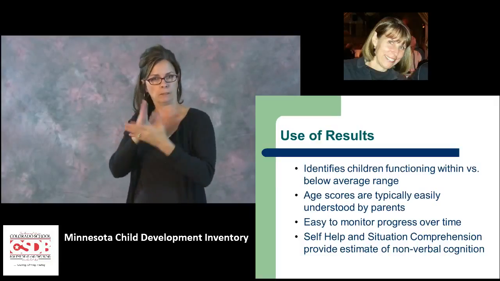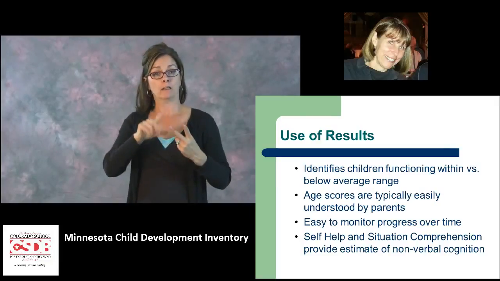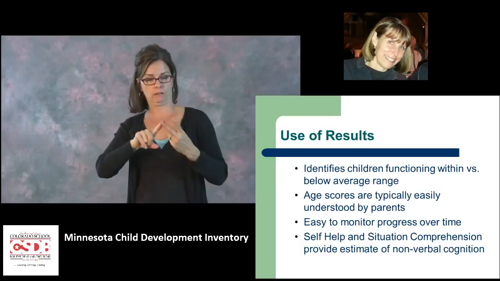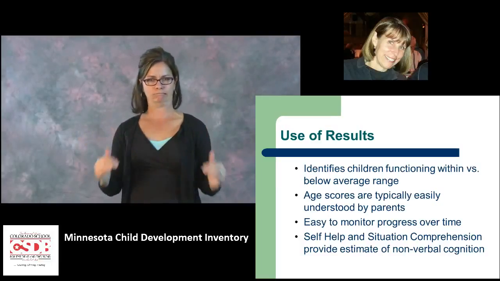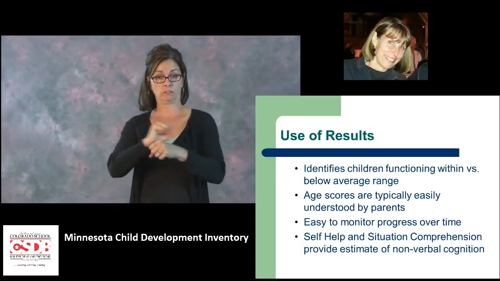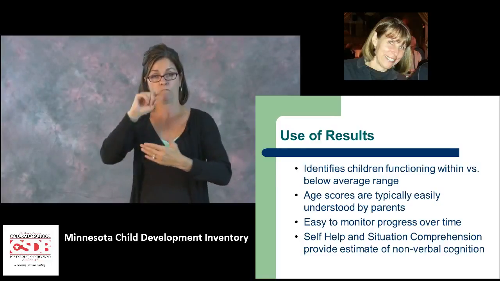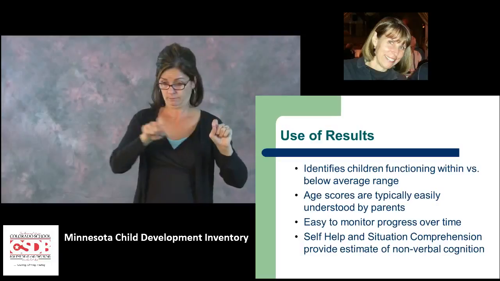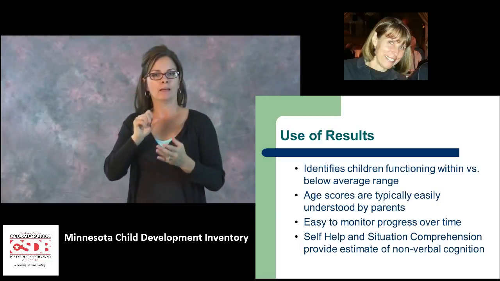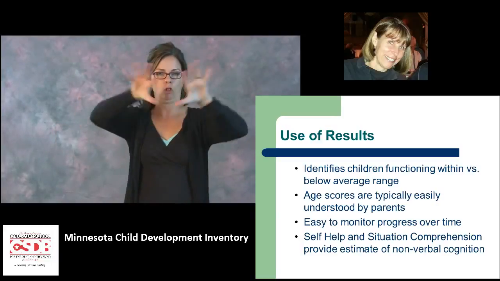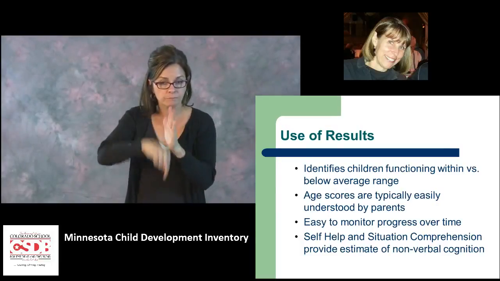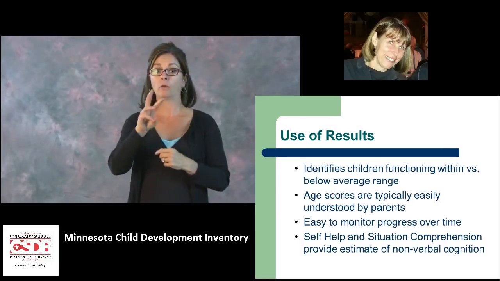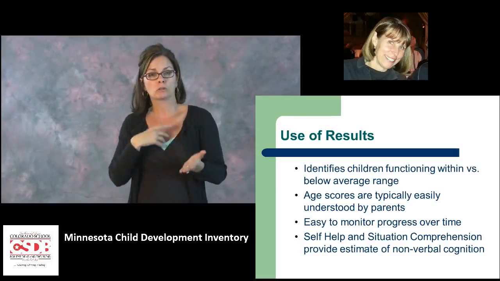When we looked at the profile of the second child, Michael, we saw that all areas were somewhat depressed, so that this was a child that was functioning below the average range, really across the board. And that may be indicative of an overall global developmental delay, and something that we would definitely want to explore further. The second point under the use of results is that the age scores are typically easily understood by parents.